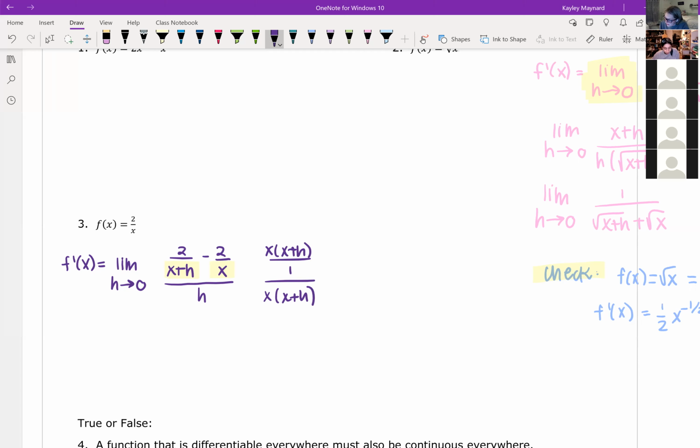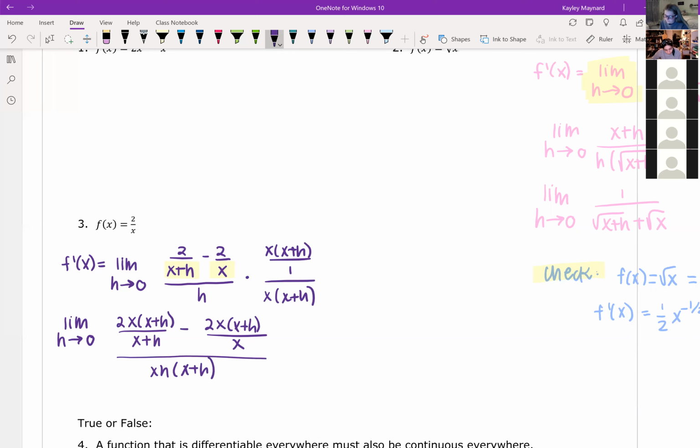Okay, sorry, there should be a multiply sign there. I'm going to do it out step by step, that way hopefully everyone sees what's going on. So this is equal to the limit as h approaches 0. Notice I didn't drop my limit yet. So this becomes 2 times x plus h over x plus h, minus 2 times x plus h over x, all over xh times x plus h.